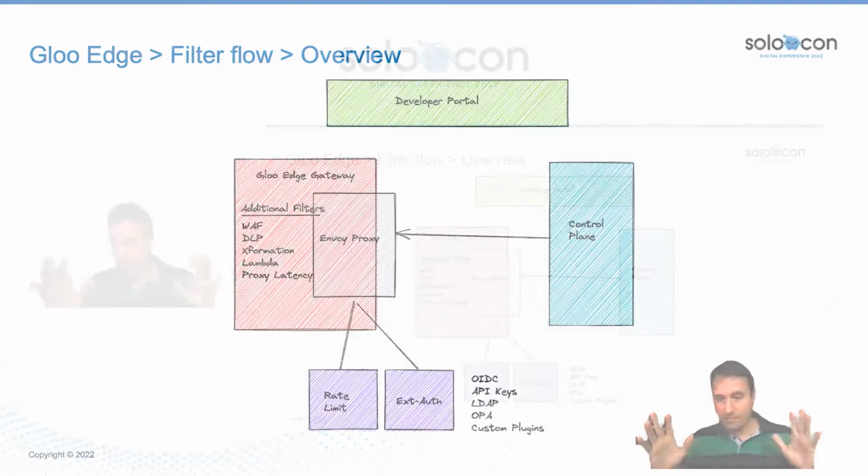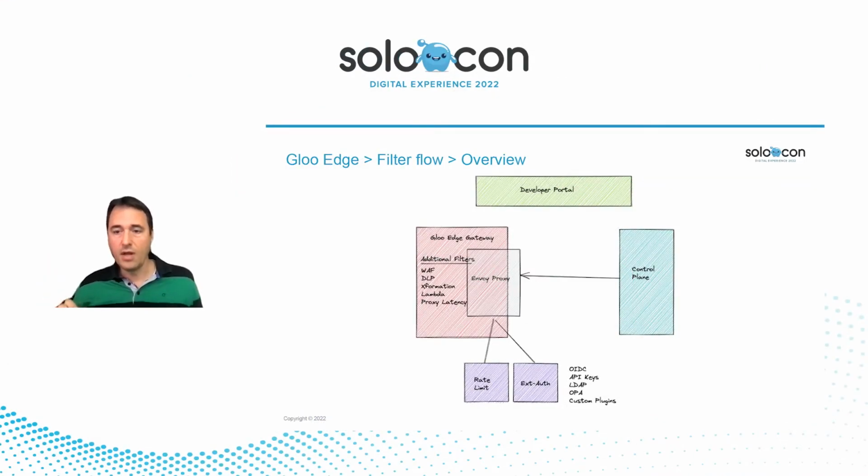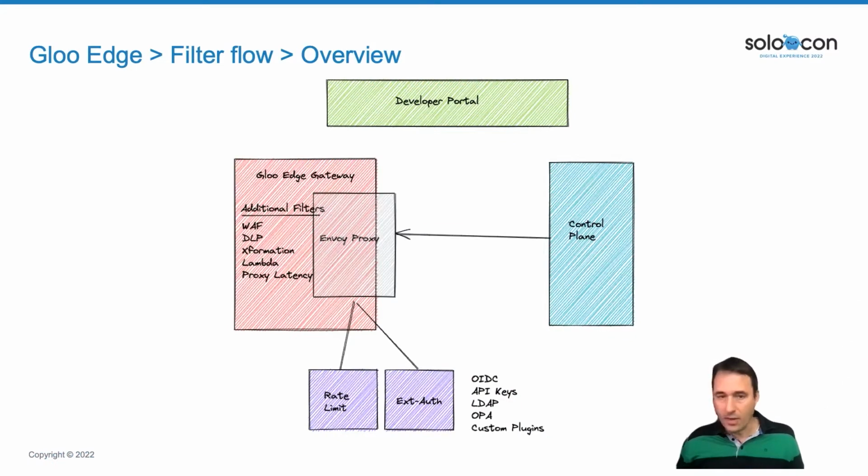First, before going into details, an overview. In the Gloo Edge, there is the control plane that is reading the CRDs, the configuration, and is producing Envoy configuration. Envoy configuration that obviously applies to Envoy proxy, and that Envoy proxy also has additional filters that are provided and implemented by Solo and compiled into the Envoy proxy.